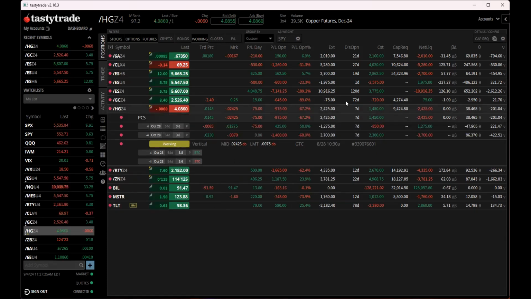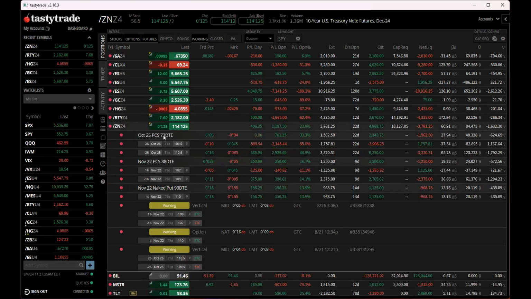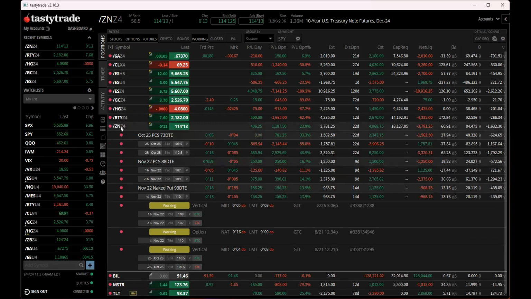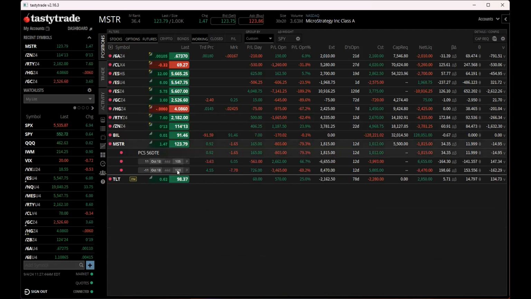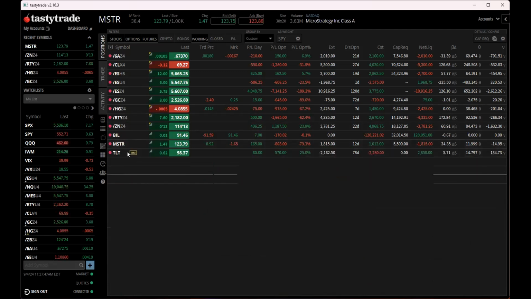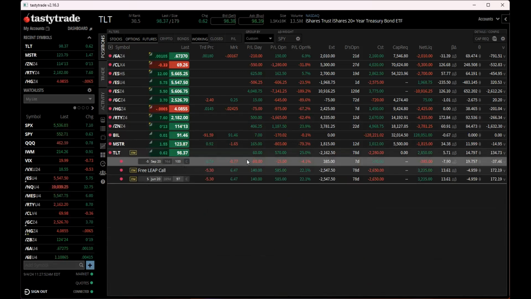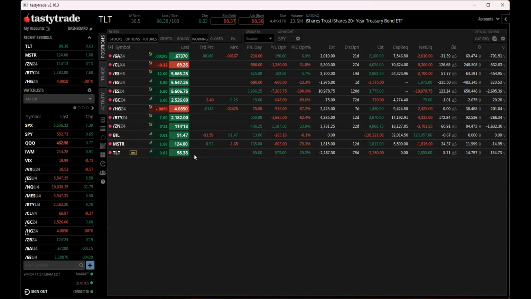So put credit spread, this thing's fine. It's down a couple $100. RTY, put credit spread here, down a little bit. This one's down a little bit as well. ZN, all positive. Put credit spread, naked put. And then we've got our bill. We've got our MicroStrategy, which is a put credit spread as well. And then we've got our TLT, which we did write calls against. And then we're up nicely on the underlying. All right, so there's where we are.